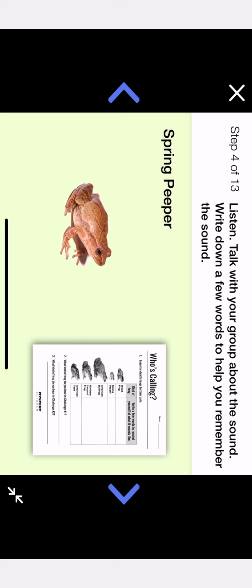All right, now it's time for spring peepers. Listen to the sound, then talk with your group and write down a few words to help you remember the sound. Here's the sound of spring peepers.